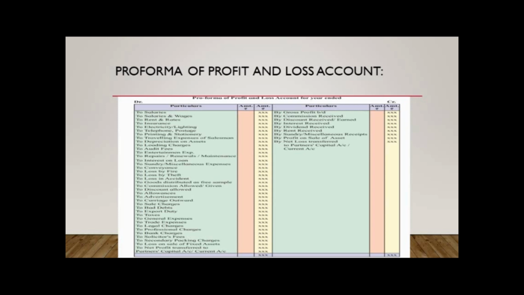Now, after doing posting of profit and loss account, we will do the balancing, that is, we will do the total of either debit side or credit side, whichever is greater. If the credit side is greater, we will do the total of credit side and bring it on the debit side. We will minus all our expenses and here we will get net profit. Students, remember, net profit we will get here on the debit side.